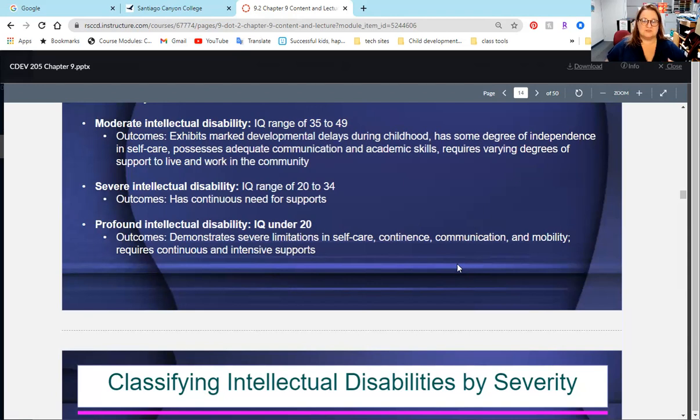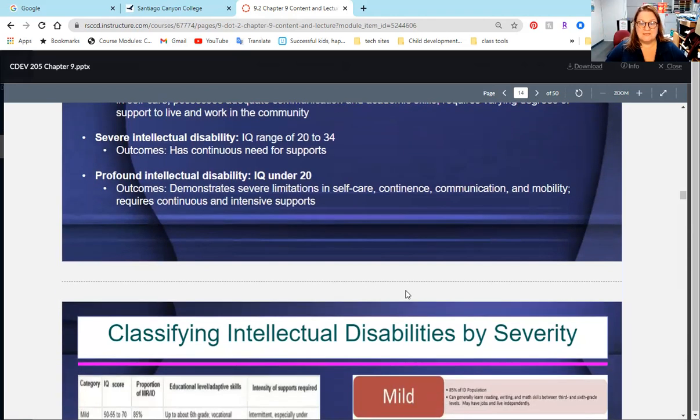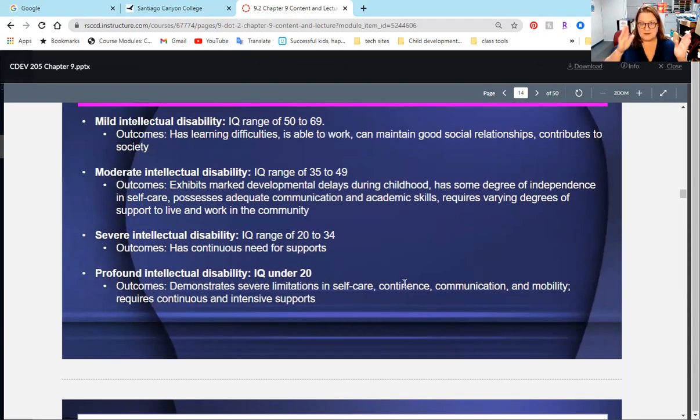This is a lot of times children who are born with spina bifida, or maybe somebody who's been in a car accident, and we'll learn about TBI in the last chapter. Again, continuous and intensive supports, this usually means a hospital bed, maybe in a hospital or outside of a hospital or in some sort of home. Yeah, so there's a big range even in this small side of the range.